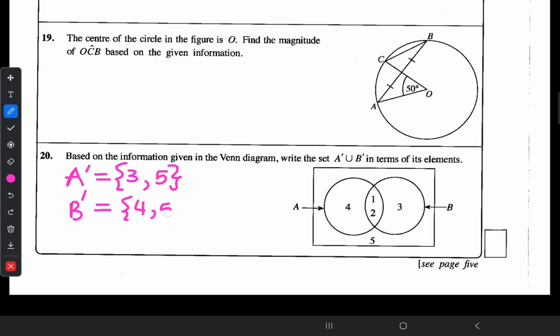The question is to find A complement union B complement. That means all the elements belonging to A complement plus all the elements belonging to B complement, both together in ascending order: 3, 4 and 5. This is the answer.